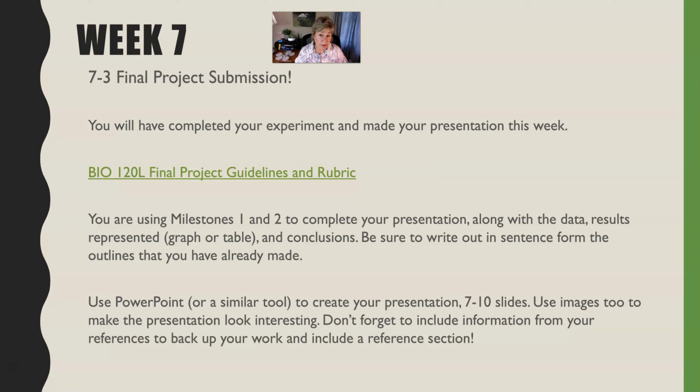You will also put together those first 2 milestones and write them out in sentence form and put these into slides. So you're going to need 7 to 10 slides to show what you did in this presentation. Make sure that last slide, besides the references, is your conclusion slide. What did you figure out about this problem that you examined? That's important to do. Make sure you use resources and references, and these should help back up what your conclusion is about what your study was. Okay? Don't forget to include a reference section also.